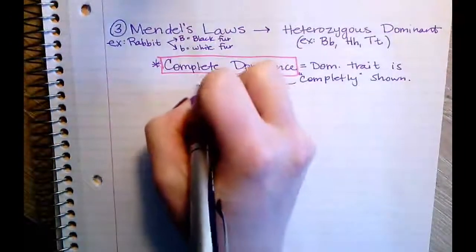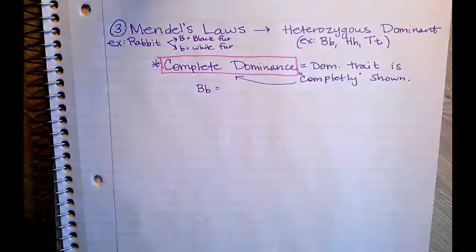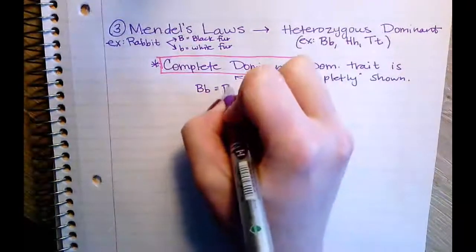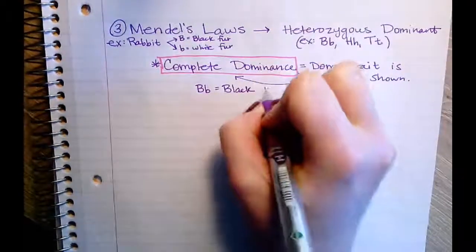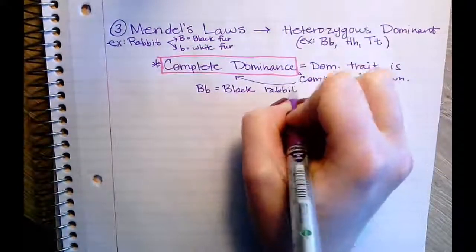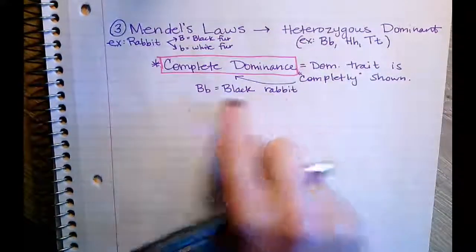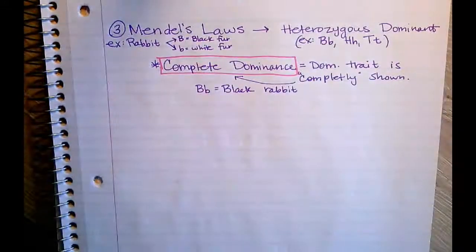So if you had big B, little b for an offspring, it would be a black rabbit. The black dominant trait would completely overshadow the white rabbit color. So with complete dominance, it is completely shown as the dominant trait.